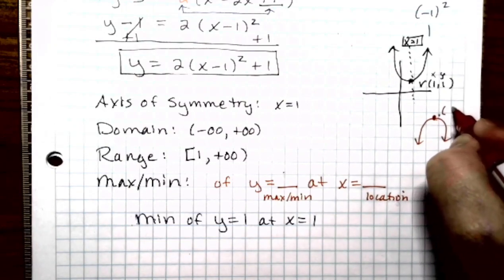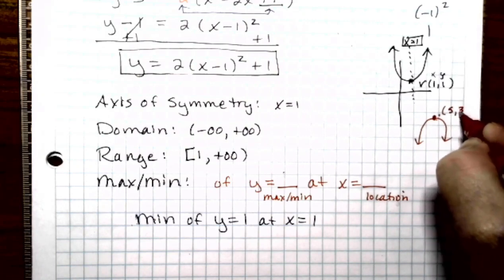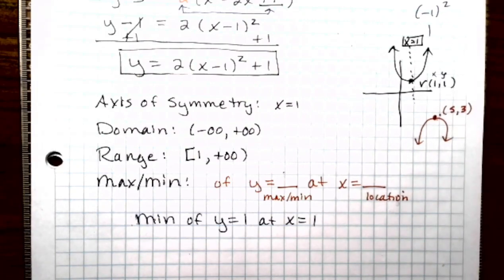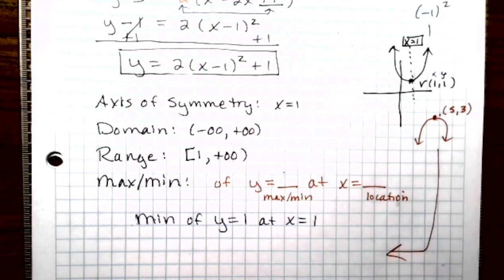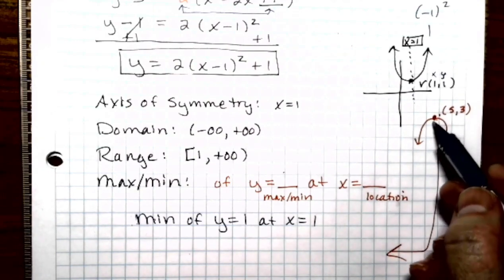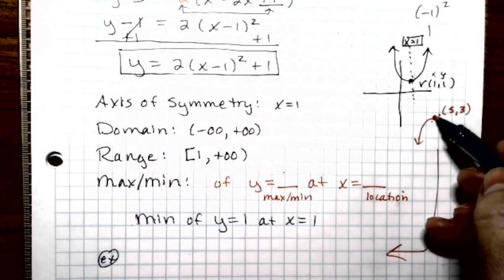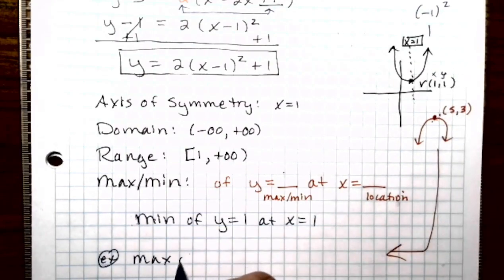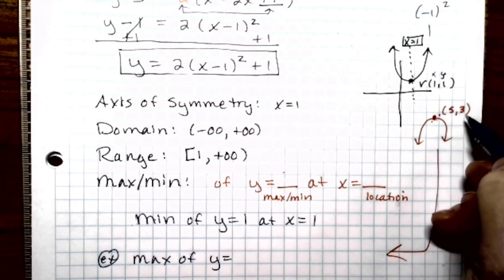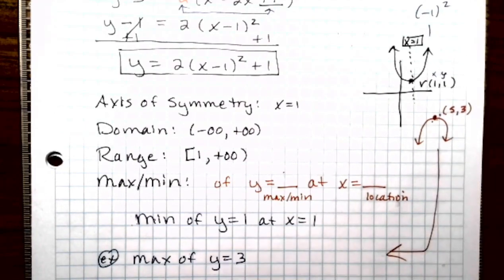All right, just to make sure you've got this, let's use this little mini graph here. Let's say that the vertex is 5, 3. So this graph has a maximum, not a minimum, because it has the highest value. So we would say it has a maximum of y equals, and the y value is 3, and this occurs at x equals 5. So for this little graph, it would have a maximum, not a minimum.